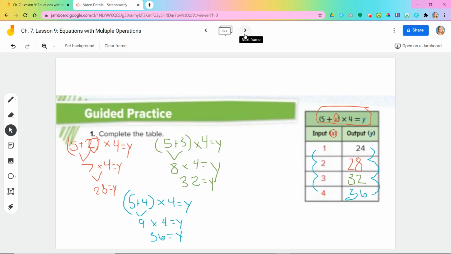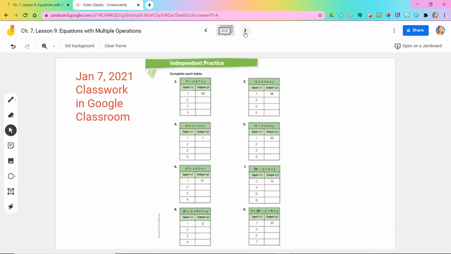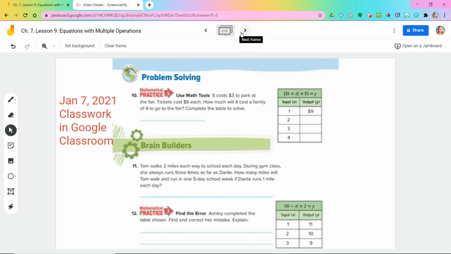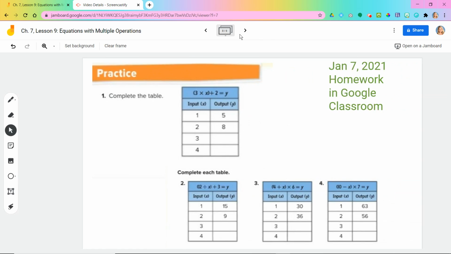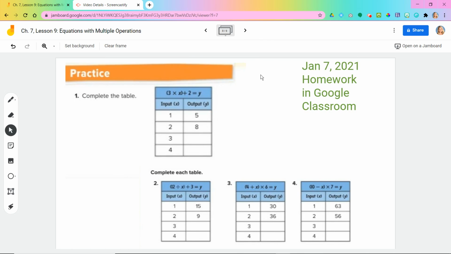So again, hope this was an easy lesson. If you don't understand, let me know. This will be your classwork in Google Classroom. This is the second page of your classwork. It's all on the same assignment. And then your homework will be 4 problems. Now, this is your homework helper. And then here are 4 problems for homework.